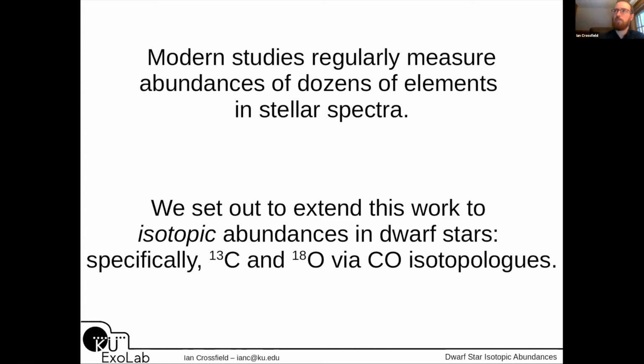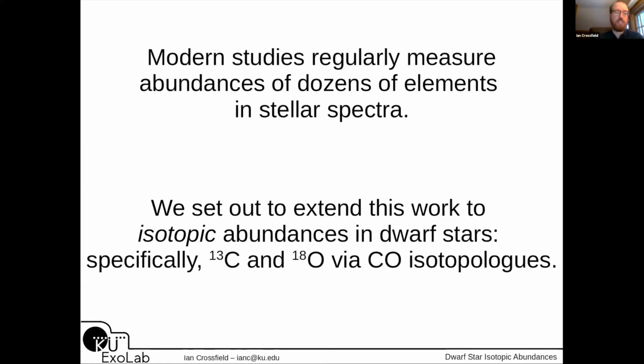So what our group set out to do was to see if we could extend this sort of work that's being done even a little bit further, to try to measure a number of isotopic abundances in nearby dwarf stars, specifically 13C and 18O. And as I'll explain, we do this using the CO isotopologues.